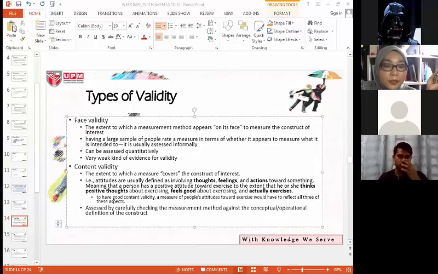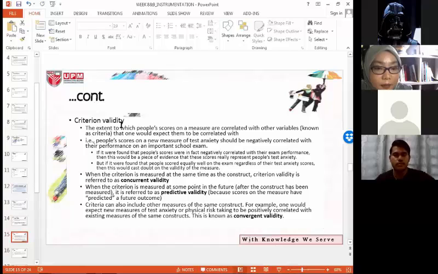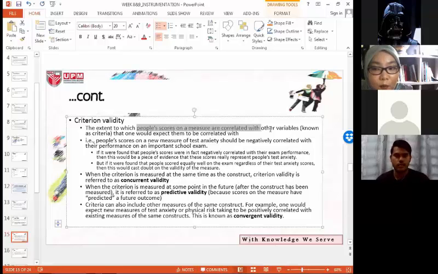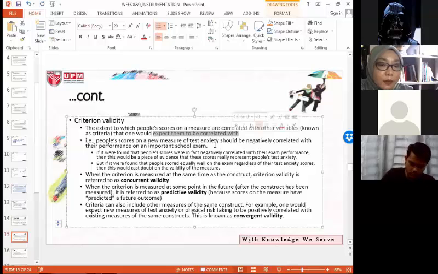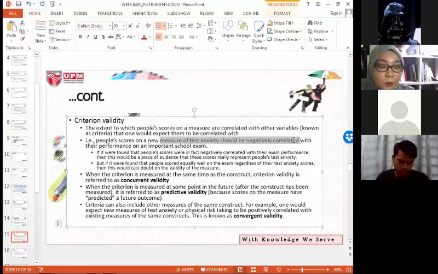Okay, the next one is criterion validity. Criterion validity reflects the extent to which people's scores on a measure are correlated with other variables, known as criteria, that one would expect them to be correlated with. For example, people's scores on a new measure of test anxiety should be negatively correlated with their performance on an important school exam. So logically we can say that test anxiety will be negatively correlated with their performance in the exam.